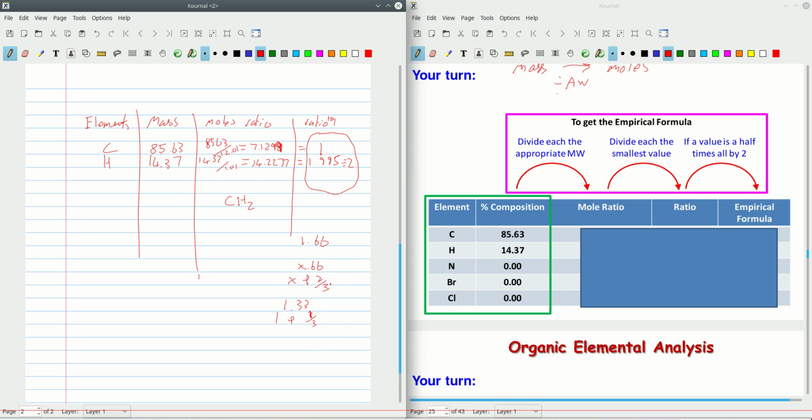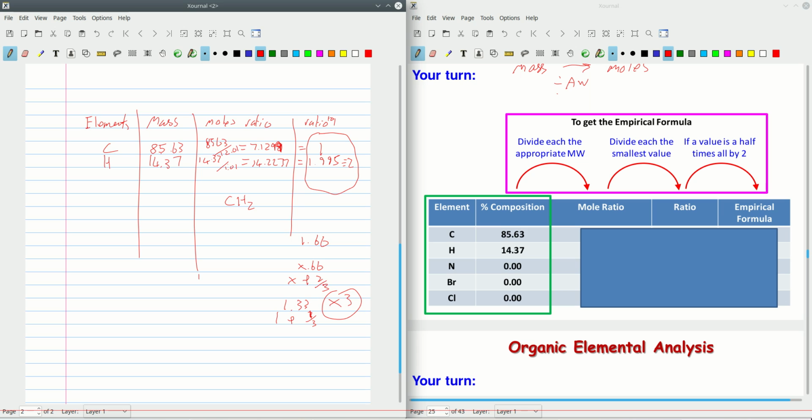When it's 1 and 2/3 or 1 and 1/3, the way we get rid of fractions is we multiply by the denominator. So if we had that, we would times by 3. So 1.66 times 3 should give you 5, and that would be a ratio of 5. Same with 1.33 times 3, which will give you 4.